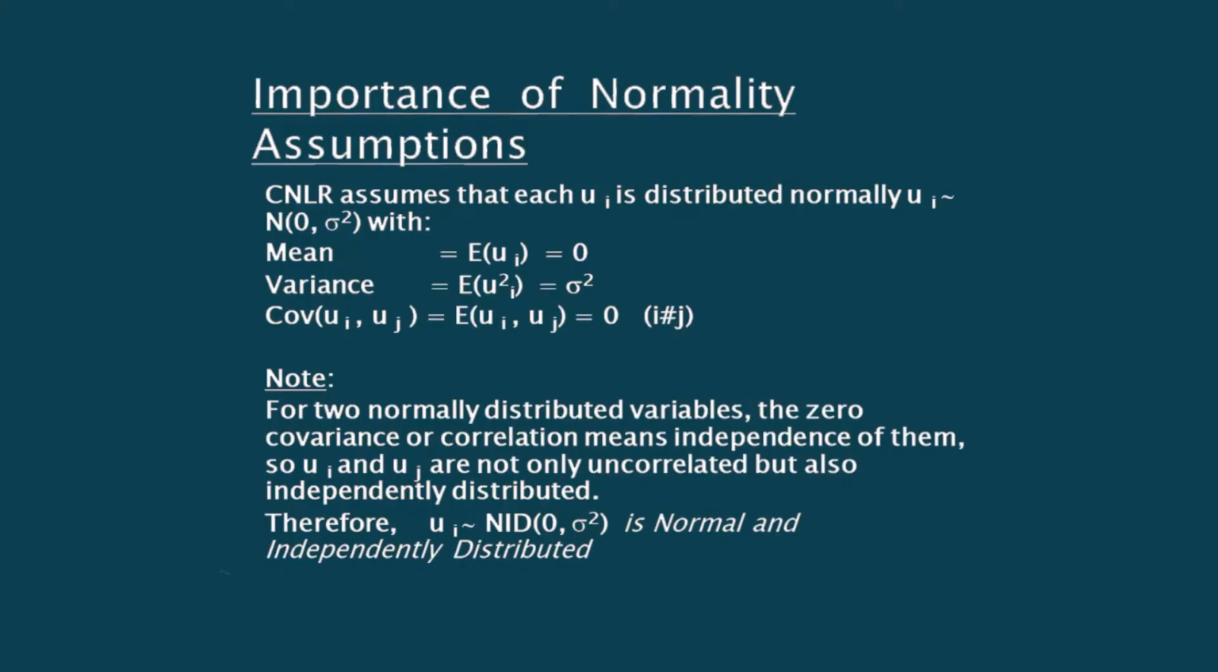We need to address the importance of the normality assumption. Why is the normality assumption so required in this entire process? For the normality assumption, we go for the CNLR, the classical normal linear regression model, and in this model we say that the error term is normally distributed. What do we mean by that? On average, the error term will have 50% of the observations on the right-hand side and 50% on the left-hand side of the distribution.